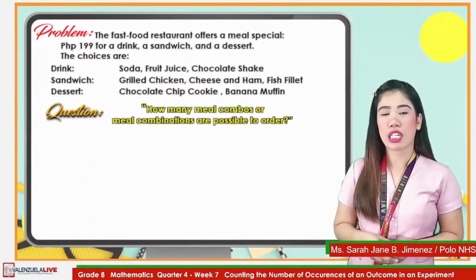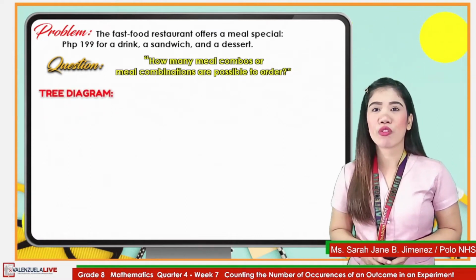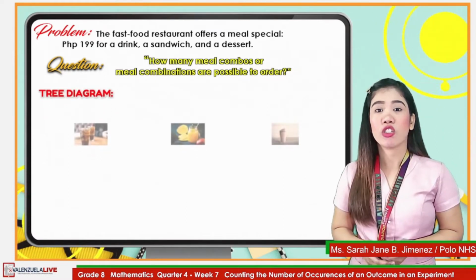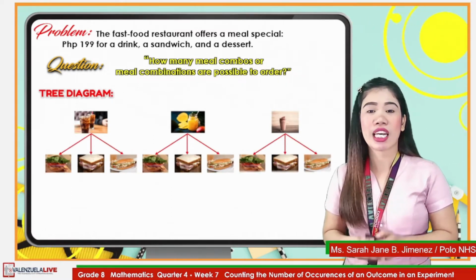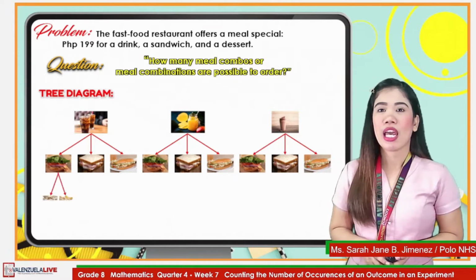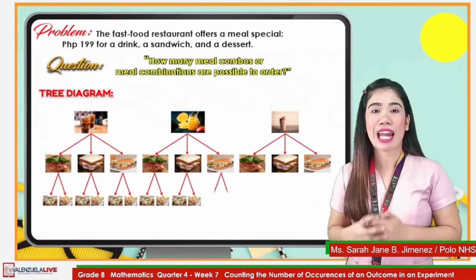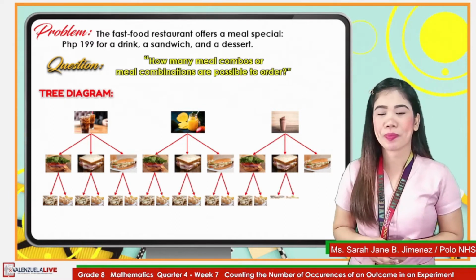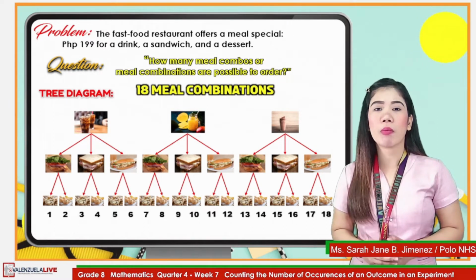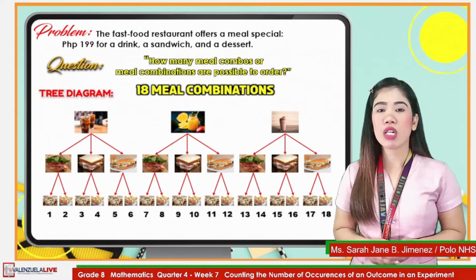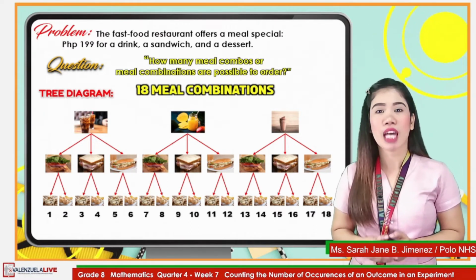Let us use the tree diagram. There are 3 choices for the first category, which is the drink. Then these choices will be paired to the choices of our second category, the sandwich. And lastly, the results will be paired to the choices of our third and last category, the dessert. By constructing a tree diagram, we can establish the total number of possible outcomes, which is equal to 18 meal combinations. This method, however, might be time-consuming.